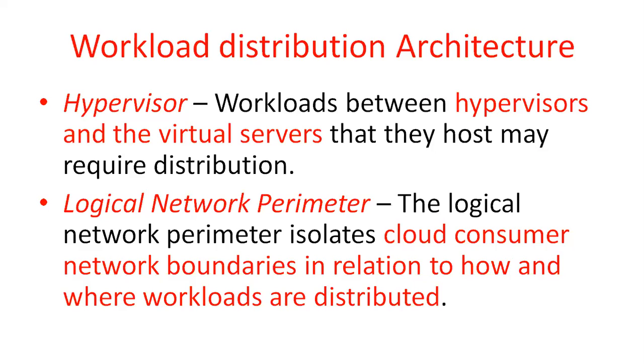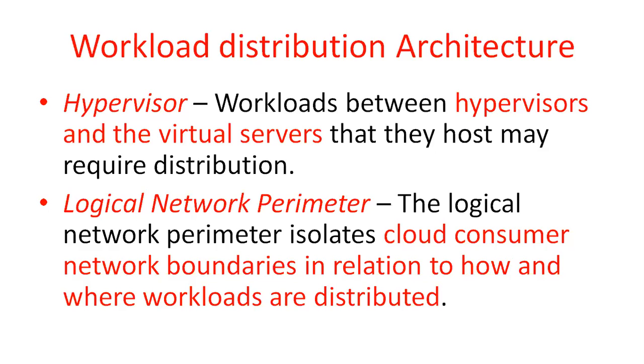The logical network perimeter. This is one of the mechanisms. What is the logical network perimeter? The logical network perimeter isolates the cloud consumer network boundaries. That means it isolates the consumer. Isolation in the sense that, for example, if any transaction fails, that cannot affect the other transaction. That means the consumer boundaries are there.